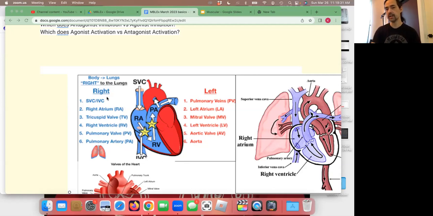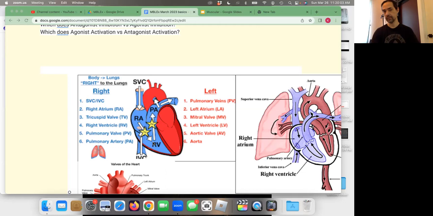Deoxygenated blood comes in through the superior and inferior vena cava and enters the right atrium. Right atrium, tricuspid valve, right ventricle. And you can go like this with your hands: A on top, and V like a valley on the bottom. Atrium on top, ventricle on the bottom.